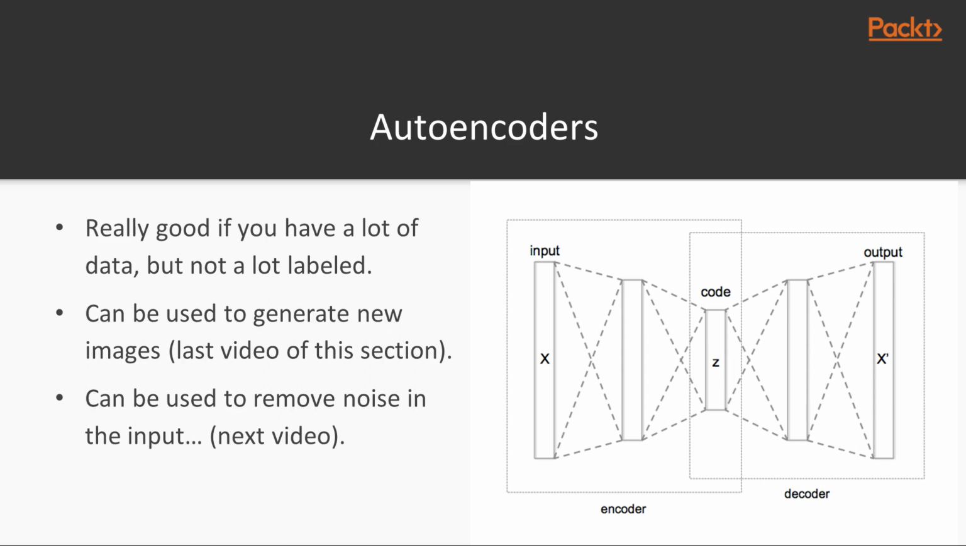But an autoencoder can also be used to generate new images, which we will do in the last video of this section. And you can also use it to remove noise in the input, which we will discuss in the next video.